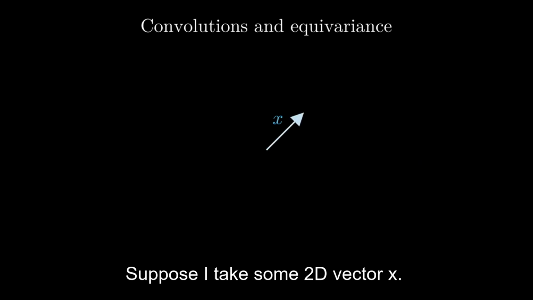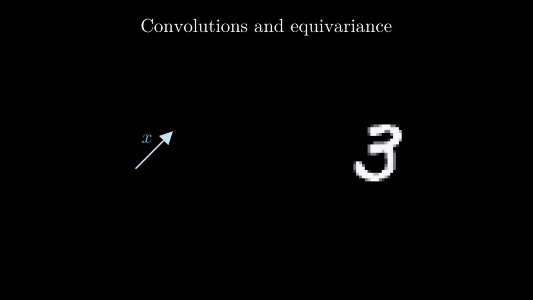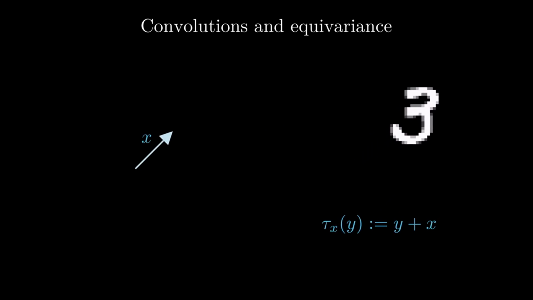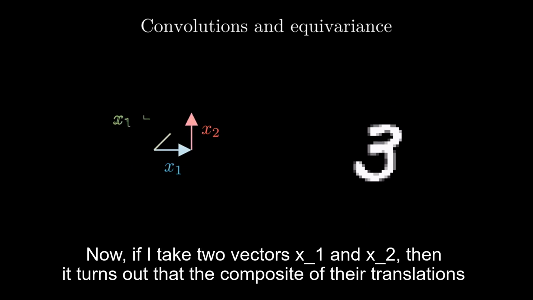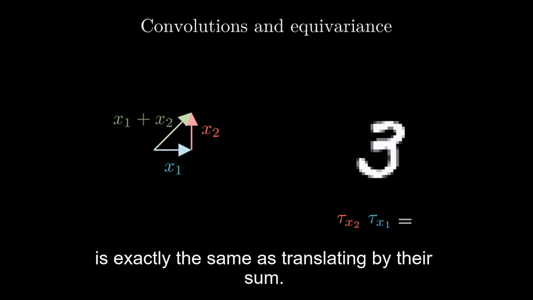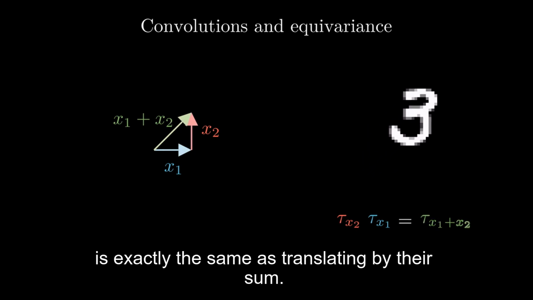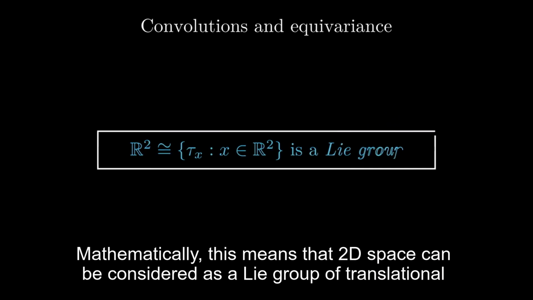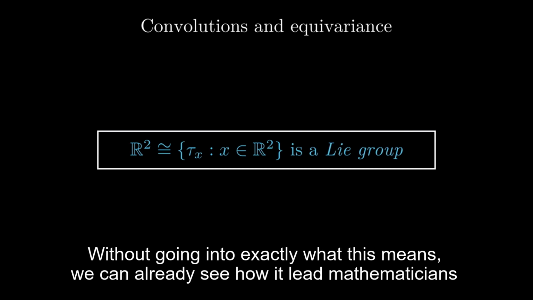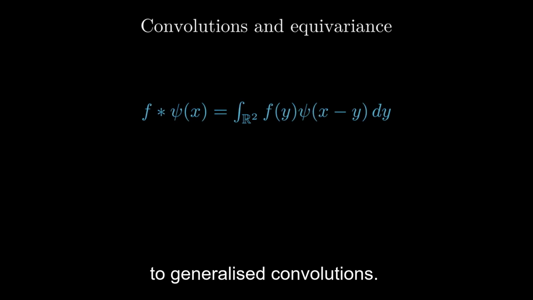Suppose I take some two-dimensional vector x, then I can equivalently think of the translation tau x defined simply by addition. Now, if I take two vectors x1 and x2, then it turns out that the composite of their translations is exactly the same as translating by their sum. Mathematically, this means that 2D space can be considered as a Lie group of translational warps. Without going into exactly what this means, we can already see how it led mathematicians to generalized convolutions.